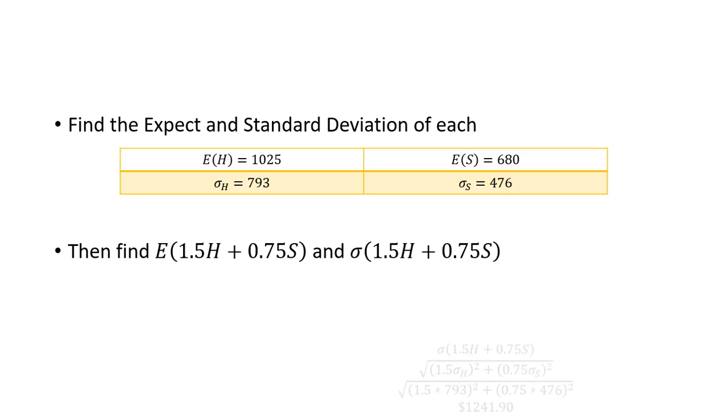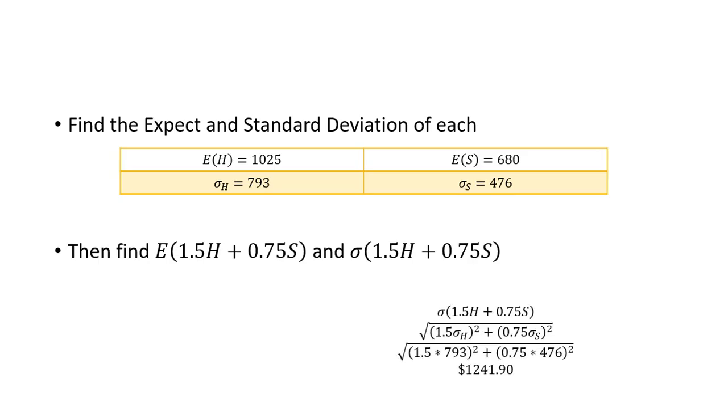So the expected value ends up being 1.5 times the expected value of hot dogs plus 0.75 times the expected value of the sodas, which are our E_H and E_S at the top of that table, and then you just add them together, $2,047.5. Okay, and now for our standard deviation, we'd have to go back and use our square root formula.